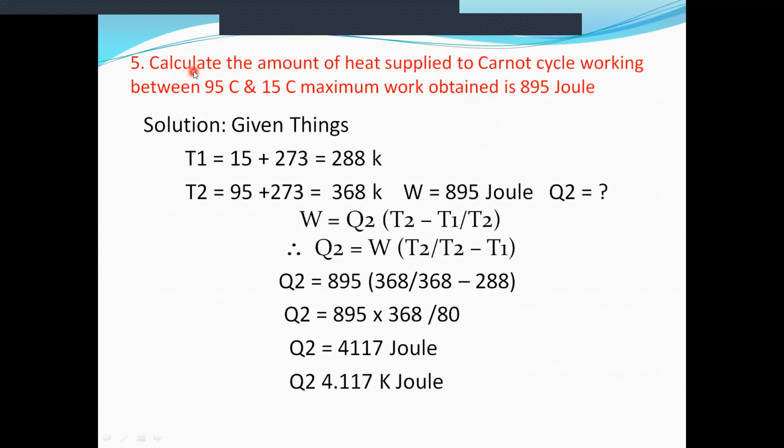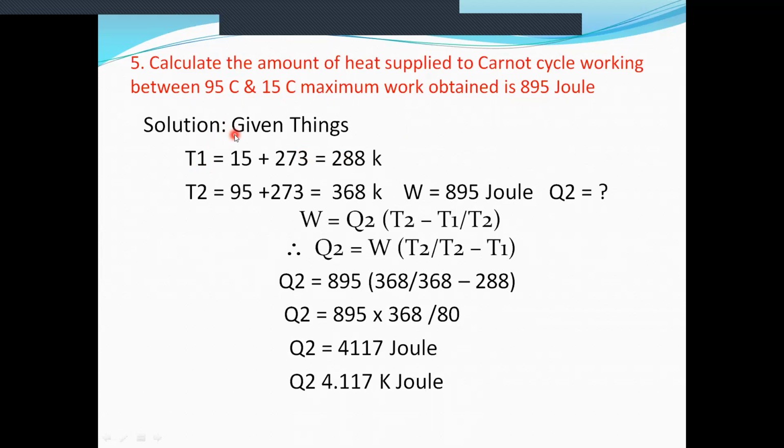So I will repeat the problem. Calculate the amount of heat supplied to a Carnot cycle working between 95 degrees centigrade and 15 degrees centigrade. Two temperatures are given. One is 95 and the second is 15. Take the lower one as T1, 15, and T2 as the higher one, that is 95. Maximum work obtained is 895 joule. Work is given, 895 joule, that is W.